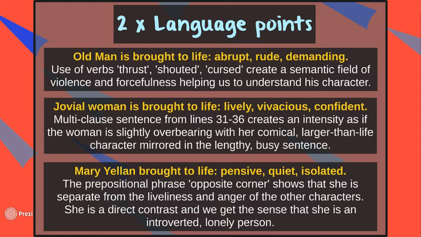Also, you could have thought about the way that Mary Yellen is introduced to us and the way that she's been brought to life to be a sort of pensive, quiet and isolated character. I picked up on the prepositional phrase, which would count as words and phrases really, with the quote opposite corner, which shows that she's actually separate from the liveliness and the anger of the old man and the liveliness of the old woman. She's sort of separate from the rest of the passengers within the carriage, and that sort of creates the impression that she's this introverted and maybe quite lonely person.